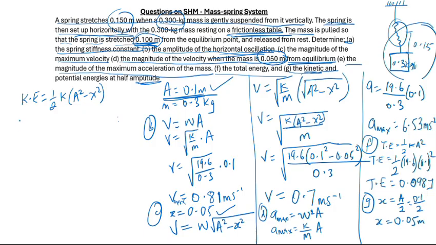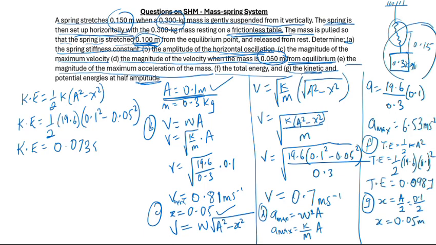Then we can now say that our kinetic energy is equal to half, our k is 19.6, our amplitude 0.1 squared minus our displacement 0.05 squared. So our kinetic energy, if you compute this inside the calculator, we have 0.0735 joules. That's our kinetic energy. Now let's find our potential energy. We can actually subtract this from our total energy to get our potential energy.